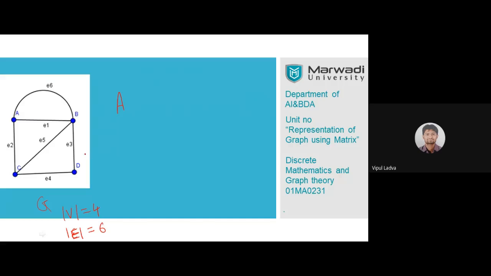अरे सो गए क्या सारे के सारे? Incidence matrix. Sorry? What will be the type of this matrix? Type क्या होगी इसमें? कितनी रो होगी, कितनी कॉलम होगी?